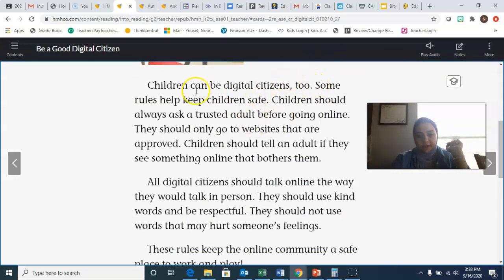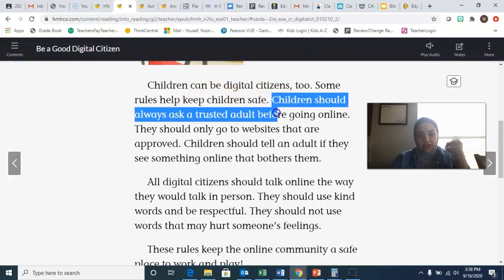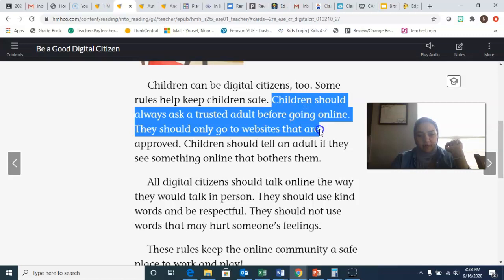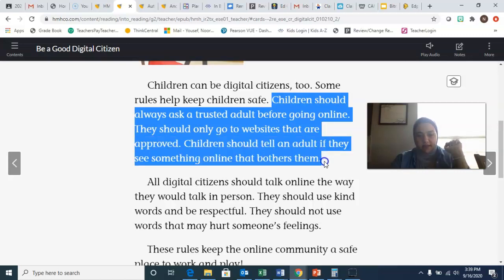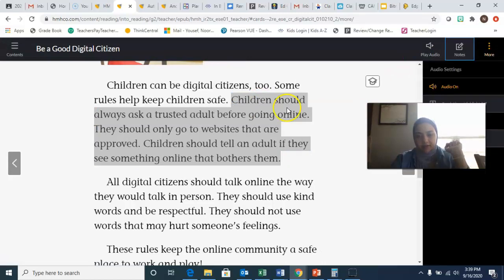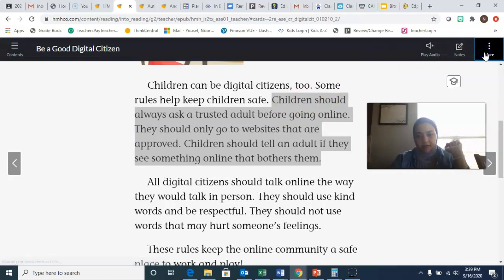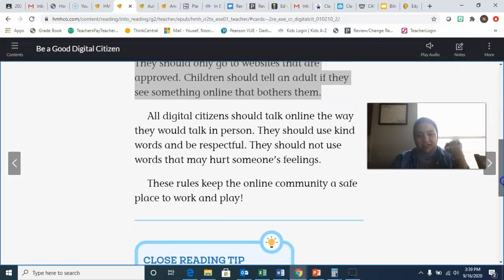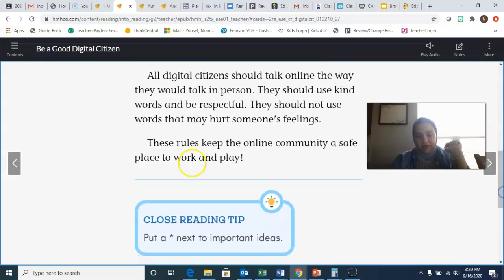So it says here, some rules to keep children safe. They should always ask a trusted adult before going online. They should go to websites that they approve of. They should tell an adult if they see something that bothers them. How do I underline that? I'm not sure. Okay. Anyway, all digital citizens should talk online the way they would talk in person.